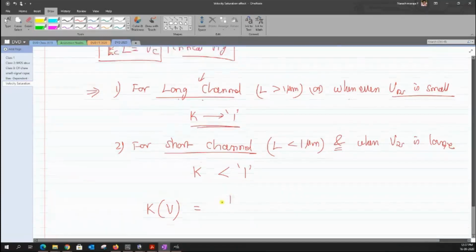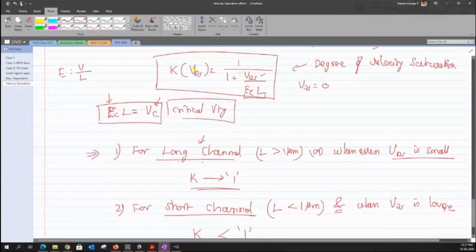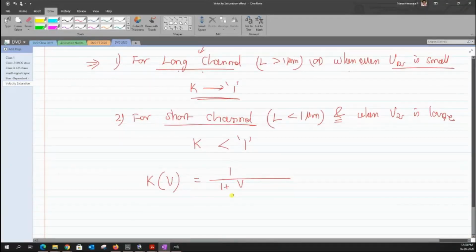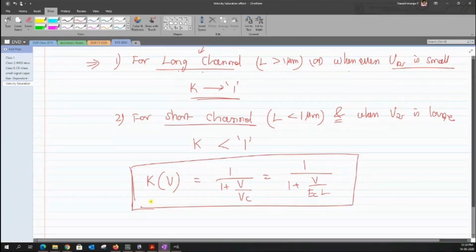How do I express this kappa of V? It is again taken from this expression. Just replace this VDS with V, right? When I do so, I end up with an expression written as 1 divided by 1 plus V divided by VC. If you are more comfortable writing in terms of critical electric field, you can rewrite this expression as EC times L. Either of these two forms conveys the same thing. Clear? I'll tell you the reason why I'm writing kappa of V rather than kappa of VDS when we move on to the saturation regime.